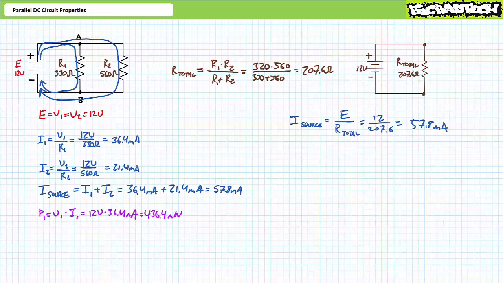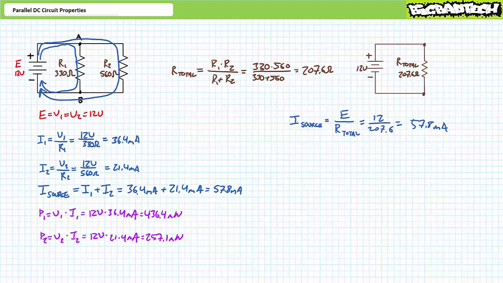The power dissipated by R1 is equal to the voltage across it times the current through it. P1 equals V1 times I1. Substituting our given values demonstrates R1 dissipates roughly 436.4 milliwatts of power. Similarly, the power dissipated by R2 is equal to the voltage across it times the current through it. P2 equals V2 times I2. Substituting our given values demonstrates R2 dissipates roughly 257.1 milliwatts of power.